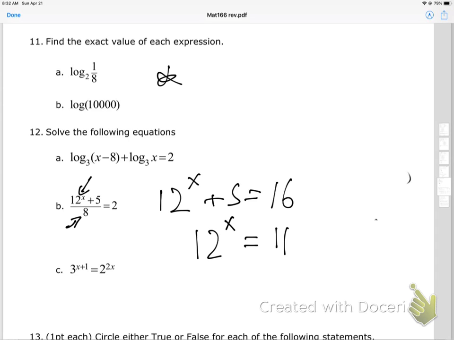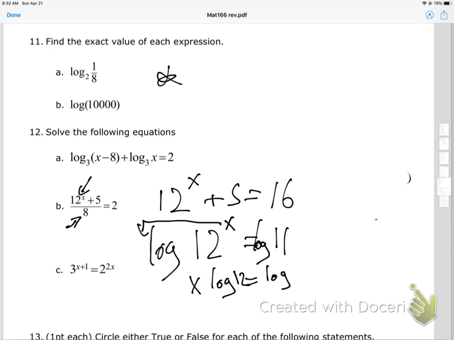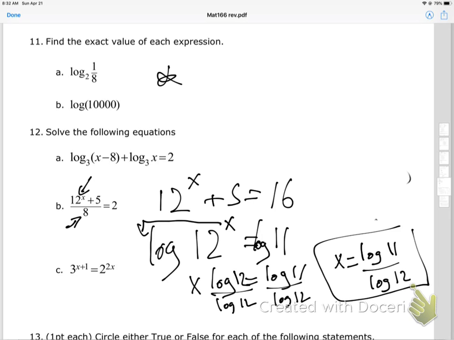Now, remember this, log both sides. The reason is that the exponent can come to the front. I have x log 12 equals log 11. So divide both sides by log 12. And basically, that's your answer. x equals log 11 over log 12. And that's okay. You don't have to put it on your calculator.